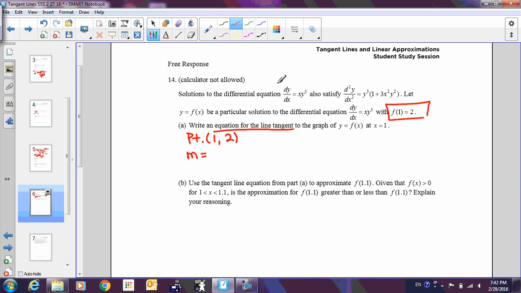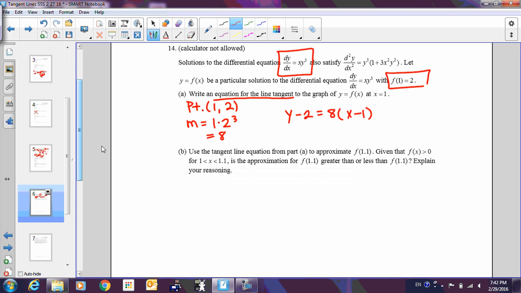Now, the derivative, I don't have to find it, they gave it to me. And since the derivative is xy cubed, I'm going to go 1 times 2 cubed, which would be 8. And so the tangent line, just using point slope, would be this. That's the answer to part A.